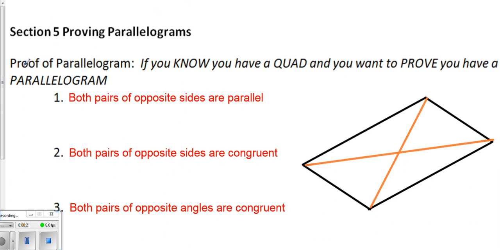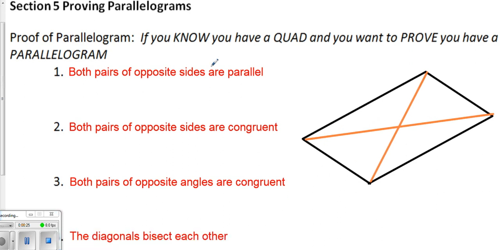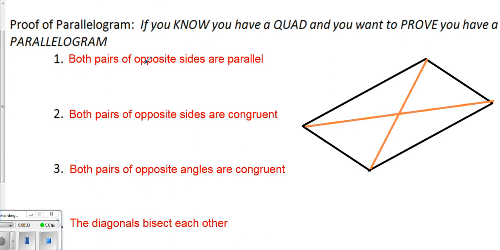So first thing we need to be able to prove is if it is a parallelogram. So if you know you have a quadrilateral and you want to be able to prove that it is a parallelogram, there are a couple things that you need to look for. If by some way you're able to show that both pairs of opposite sides are parallel, then it's for sure a parallelogram.